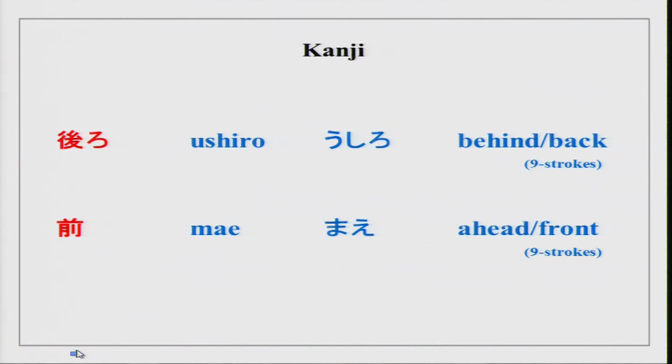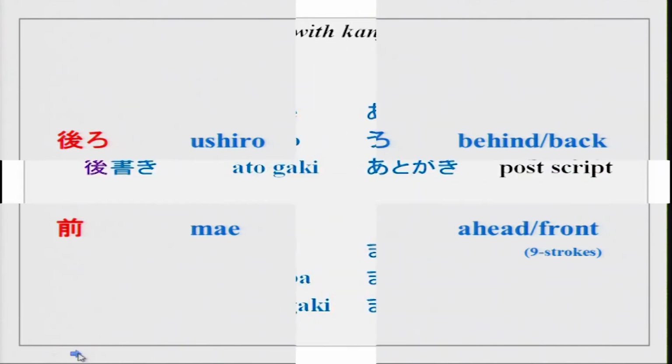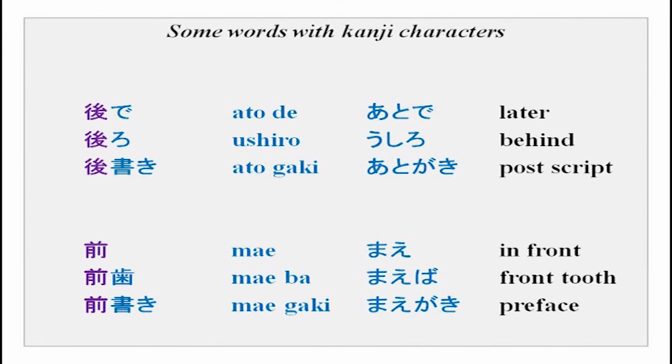So, well, 2 characters for you today. A few new words with these kanji characters. You have ato de, ushiro, atogaki means a postscript. Mae, front, ahead, maeba is front teeth, ba means tooth, maekaki or maegaki is a preface. So, these are some new words with characters which you can learn and practice also.